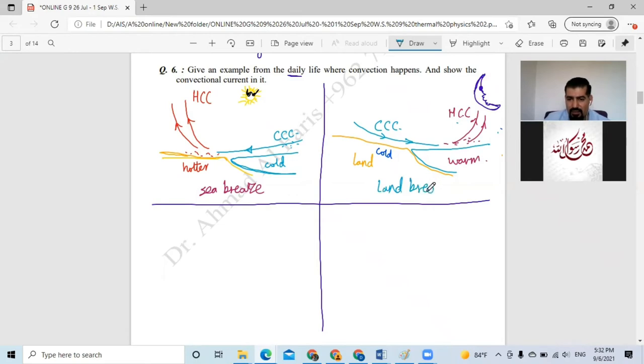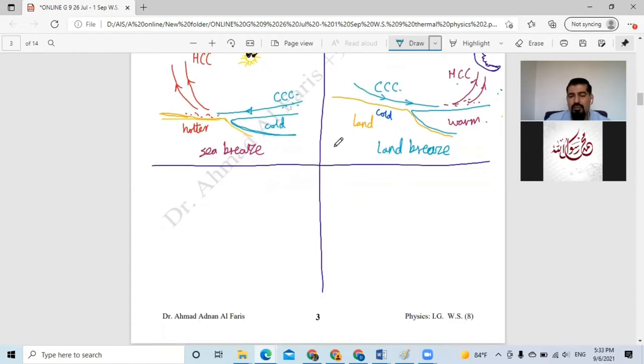Land breeze. So anyone who lives in a coastal city can feel that during the day and during the night there is always wind coming from the ocean or the sea, or going to the ocean from the land. During the daytime it is called a sea breeze, and during the nighttime a land breeze.